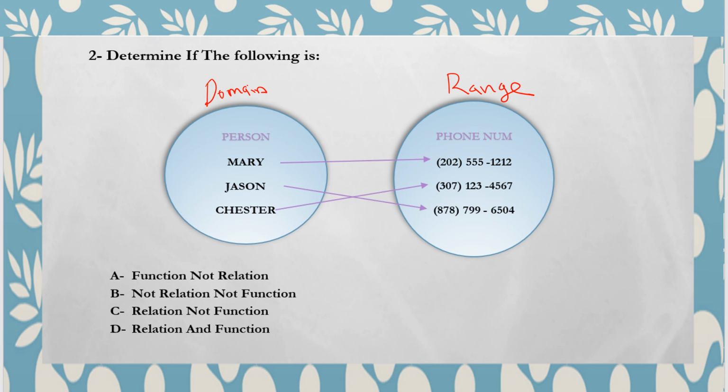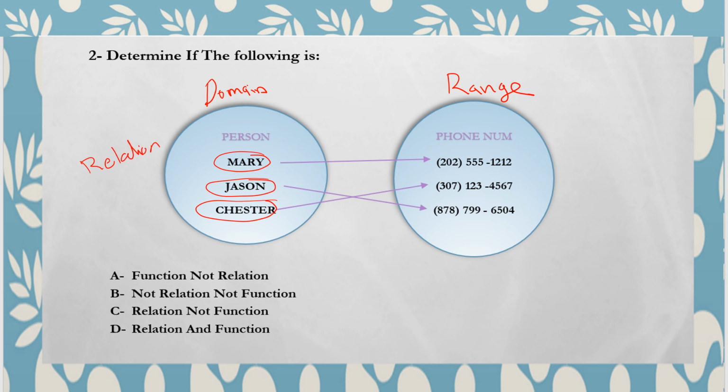We can say this is a relation if each element in the domain corresponds with an element in the range. And as you see here, each person in the domain has a phone number in the range. So this is a relation.